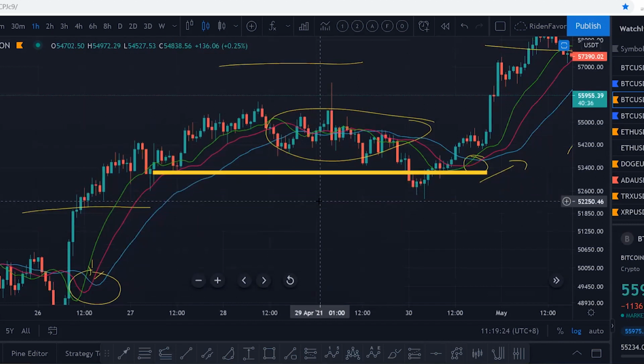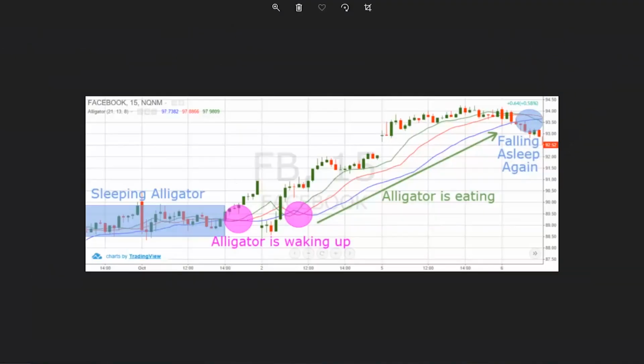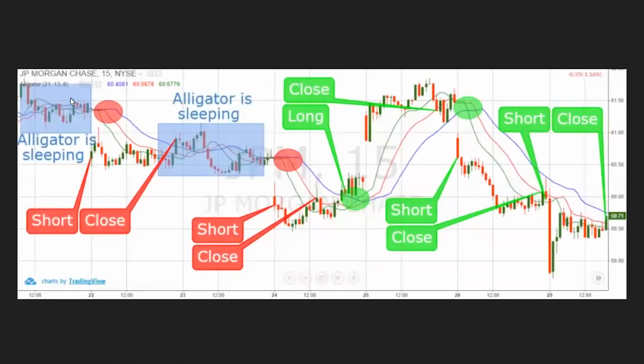And I hope you like my presentation right now. To make a summary, just make sure you know when not to trade: when the alligator is sleeping. Now, when the alligator is waking up, there is an intertwining of the lines, and that is the time to take profit. So for a declining one, you can see also there is an intertwining.